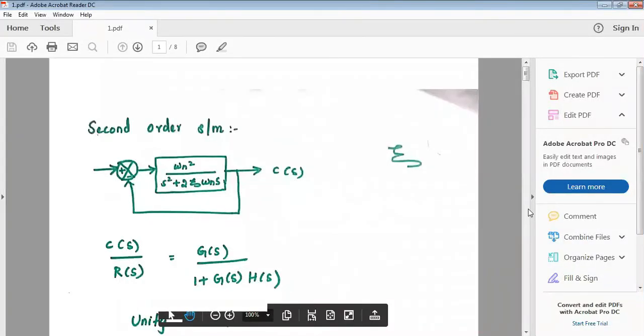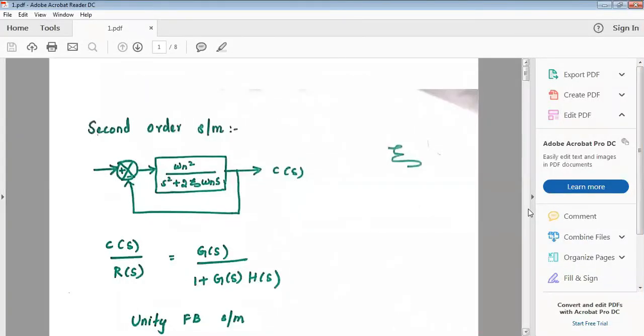Good morning, dear students. In today's class, we are going to see about the time response analysis of second order control system. So, we all know the order of the control system is determined by the power of s in the denominator of its transfer function. If the power of s in the denominator of a control system is 2, then that type of system is said to be second order system, right?